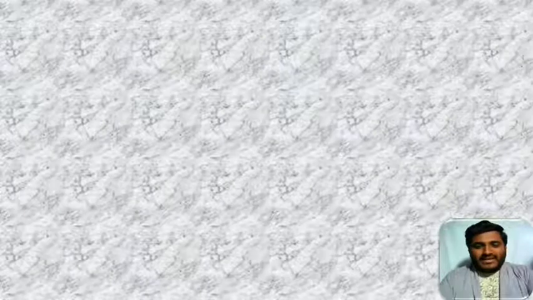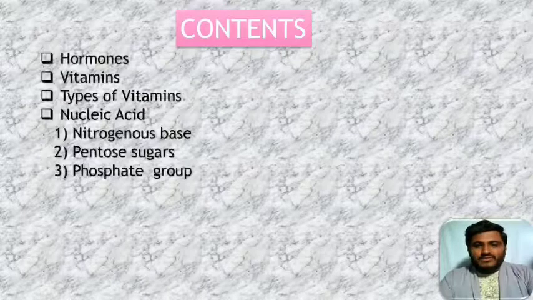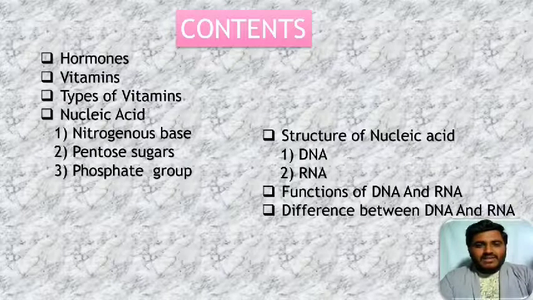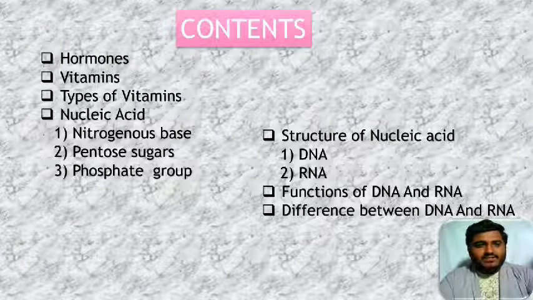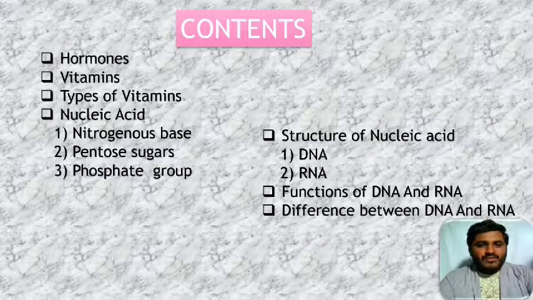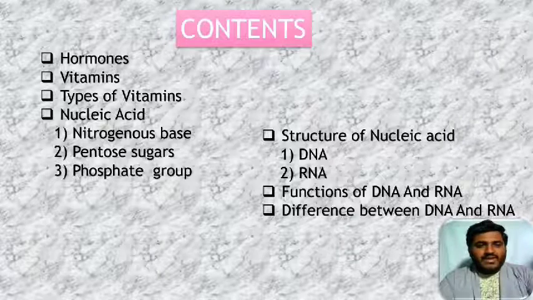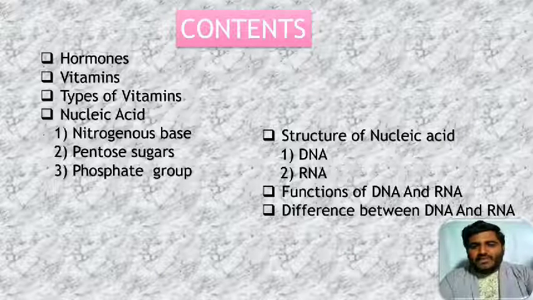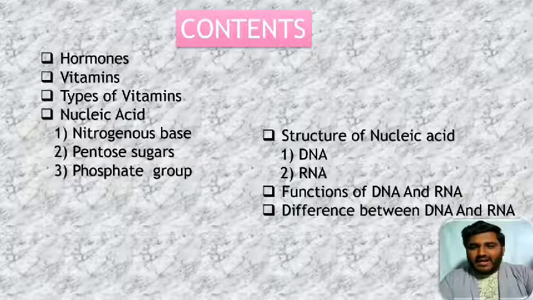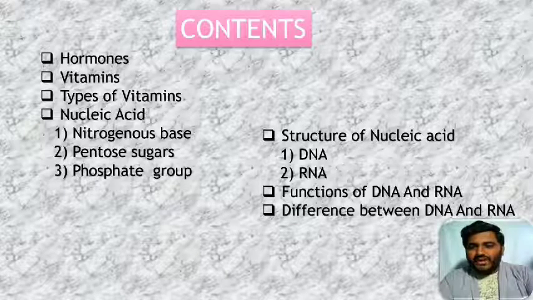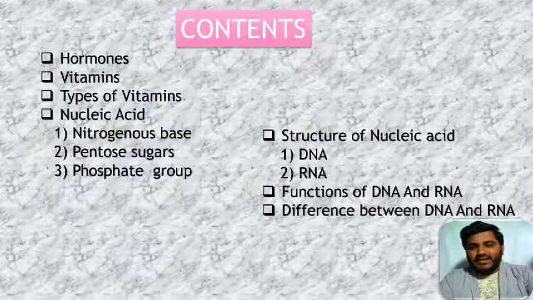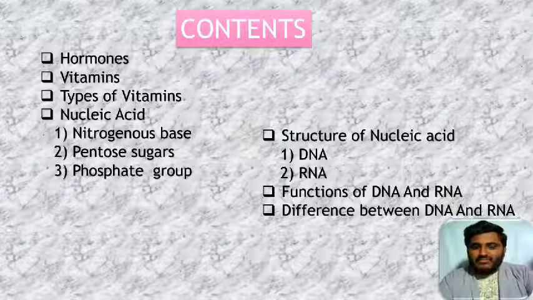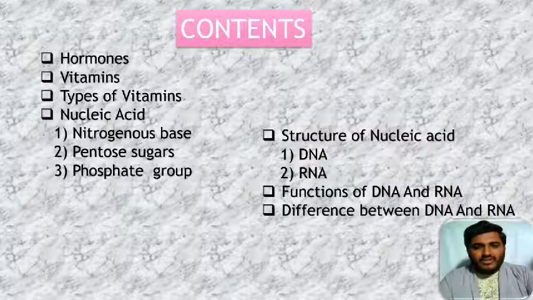Today we are going to discuss the last part of biomolecules. These are the contents we are going to discuss in today's session: hormones, vitamins, types of vitamins, nucleic acid, nitrogenous base, pentose sugar, phosphate group, structure of the nucleic acid, DNA, RNA, function of DNA and RNA, and difference between DNA and RNA.